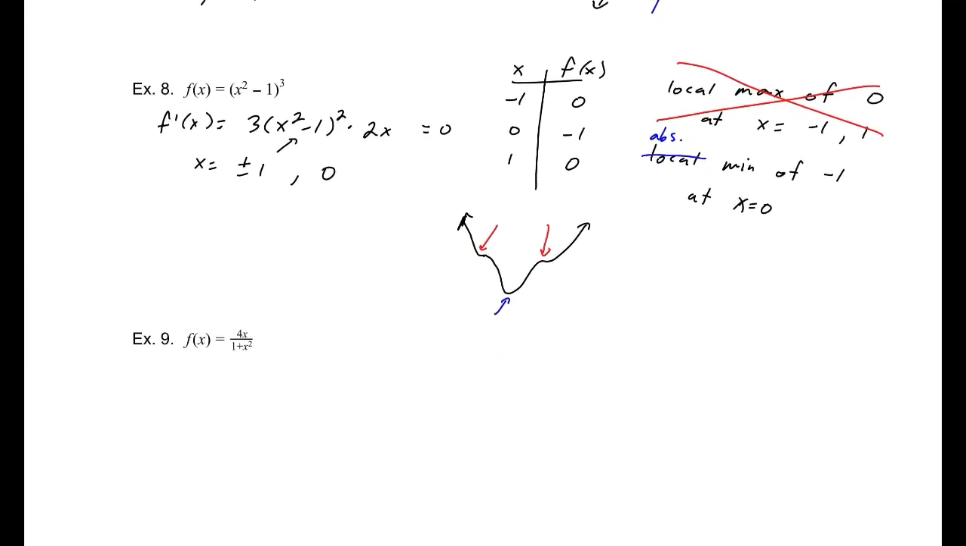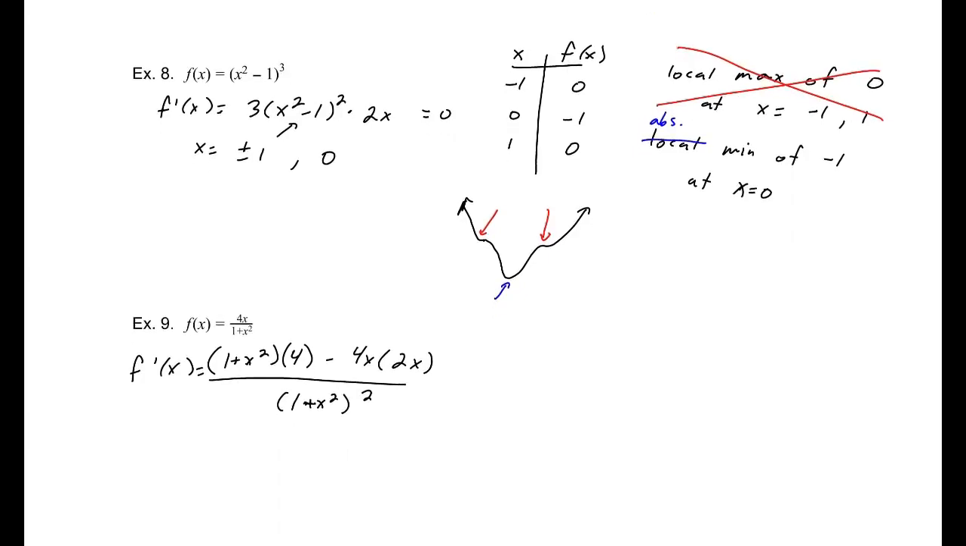All right, number 9, we will find f prime of x. So this will be low d high. So 1 plus x squared times 4 minus high d low over low low, 1 plus x squared, squared. All right, which will simplify to -4x squared plus 4 over 1 plus x squared squared.